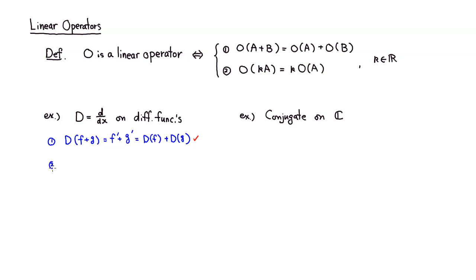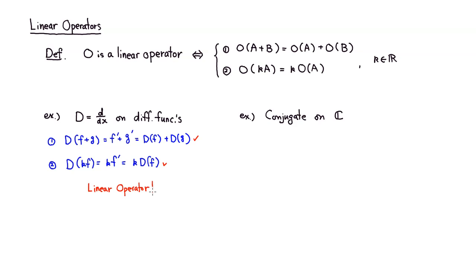And the second, if you apply the derivative to a constant multiple, we know that you can pull out the k, and then you just have to take the derivative of the function. So this is just k times d of f. This verifies the second condition. Therefore, the derivative is definitely a linear operator.